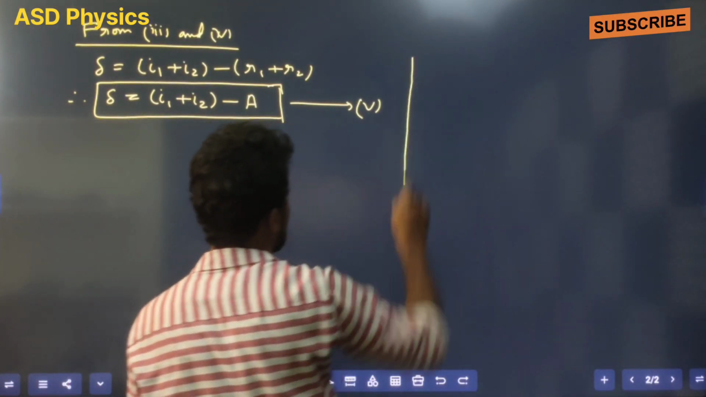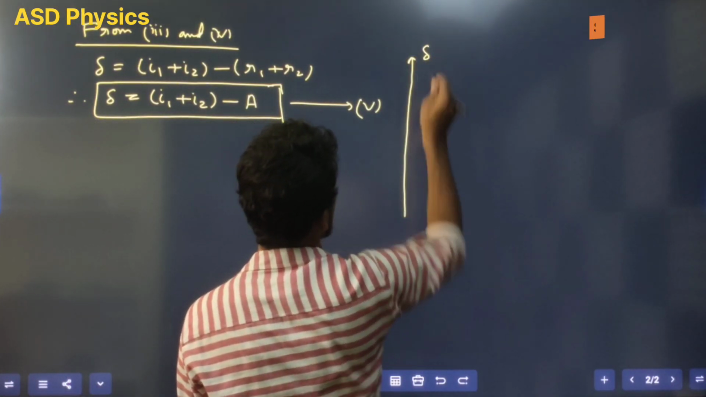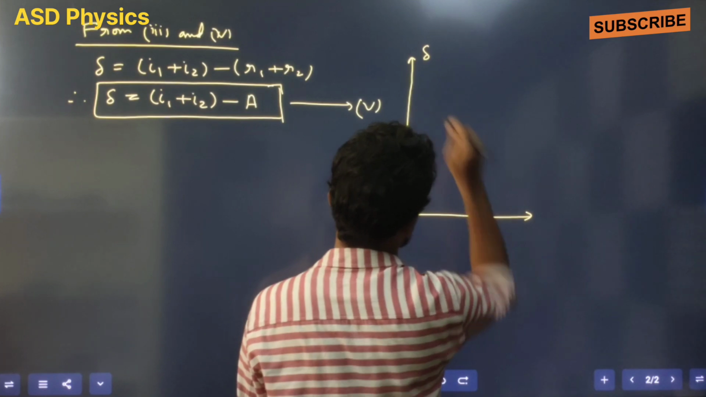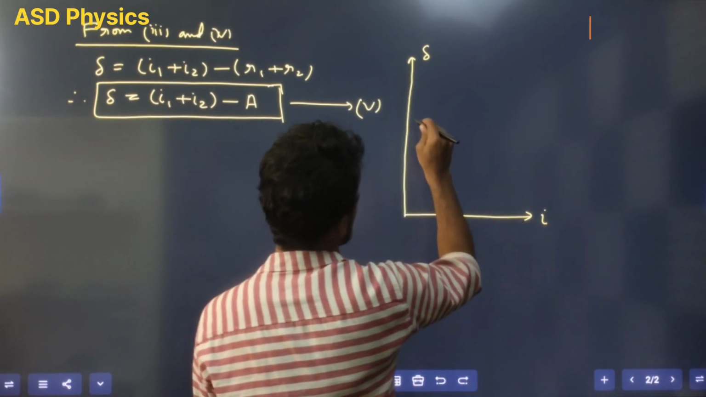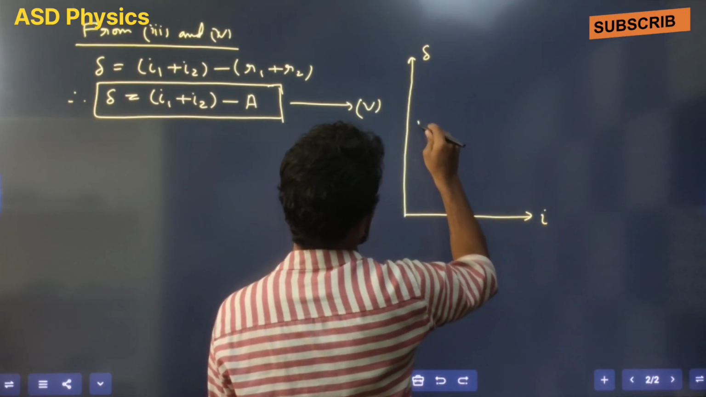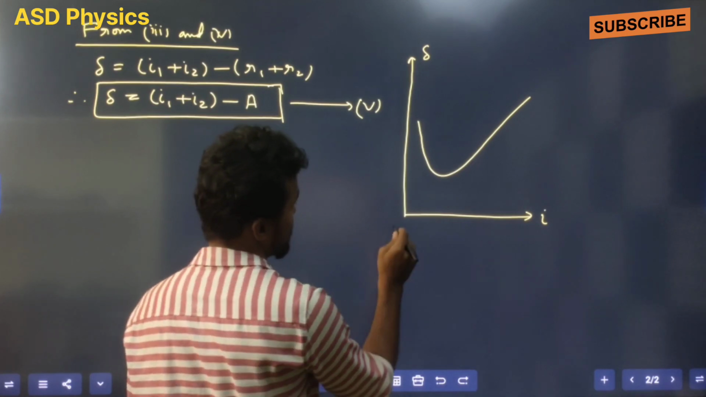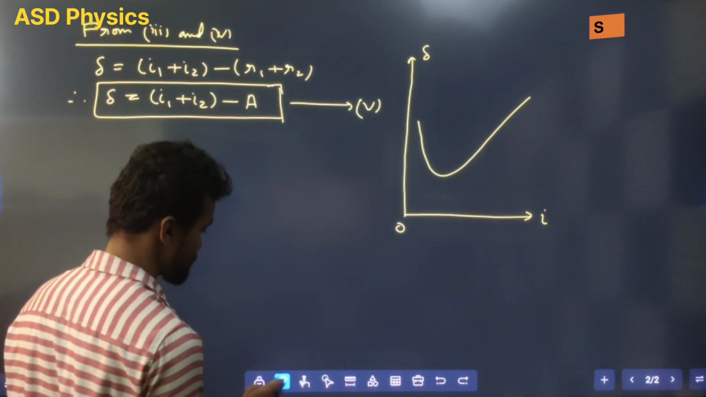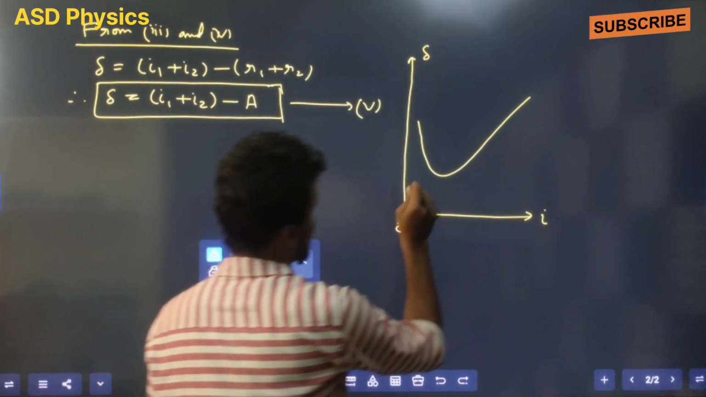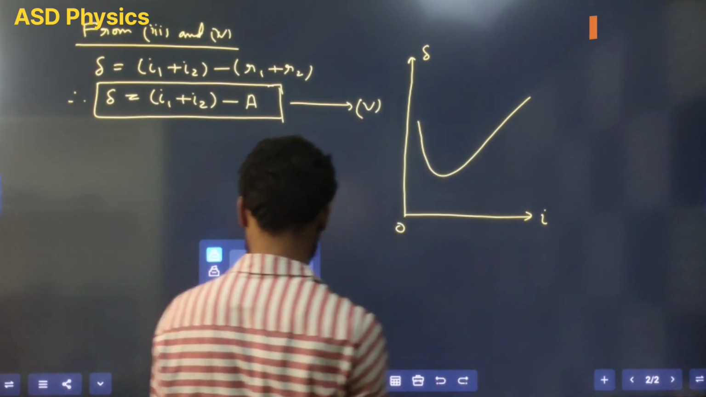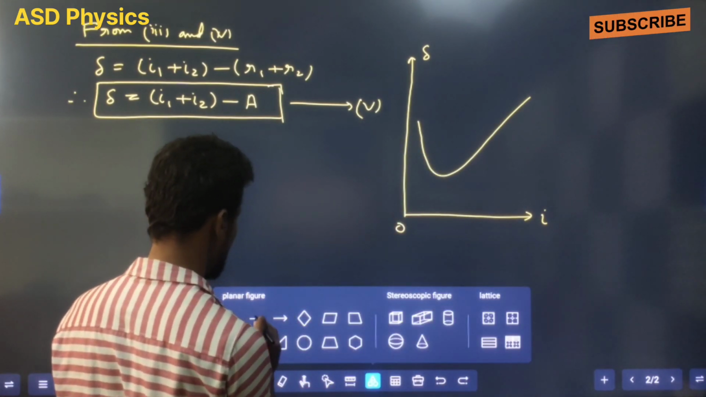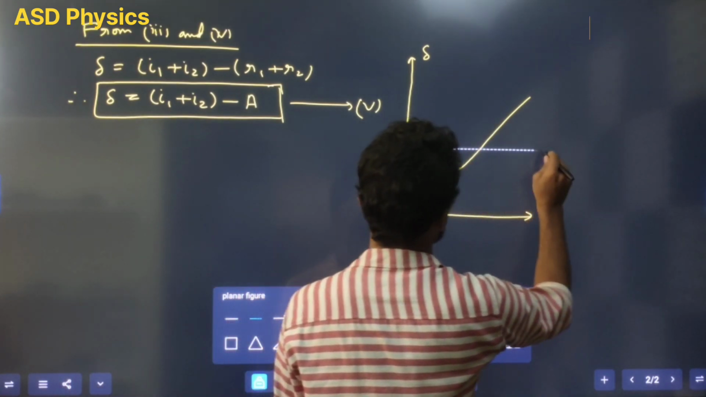After that, dear students, we have to remember one more thing also. This graph is there, and it often comes in exams. This is delta, this is I, and the graph comes like this. What will happen if I draw one line here, like this?